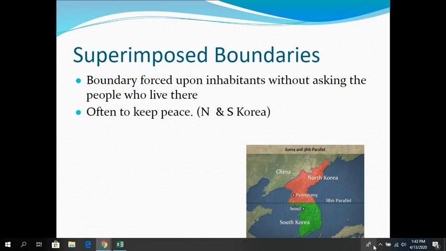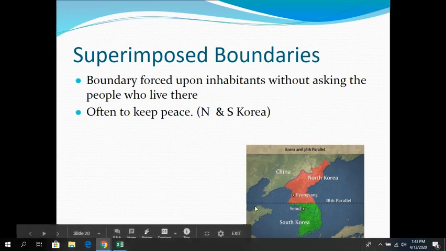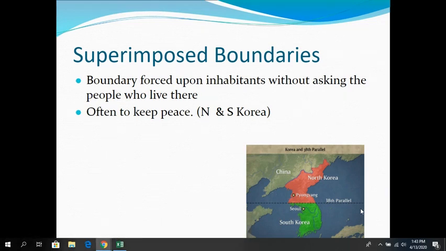And the United Nations said that we're going to divide the peninsula of Korea into two countries, North Korea and South Korea. And we're going to divide that along the 38th parallel, or the 38th line of latitude. And so although the intent was to keep peace, it was a boundary that was forced on the people. So maybe it wasn't necessarily a bad thing, but for people who fell on different sides of the boundary than they would have liked to, it did become a negative thing for many people.